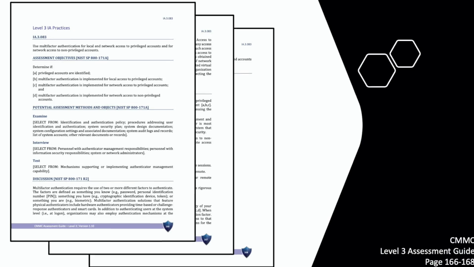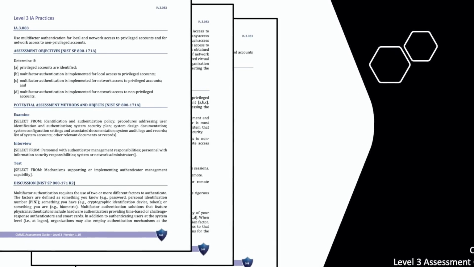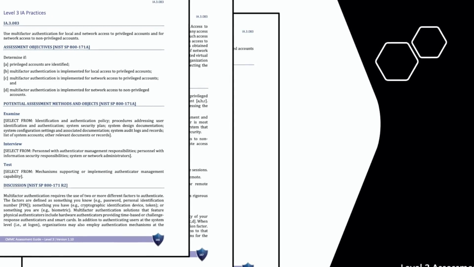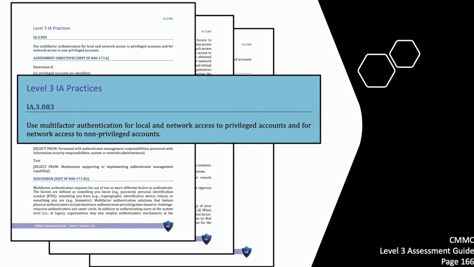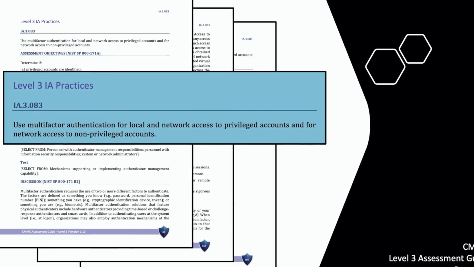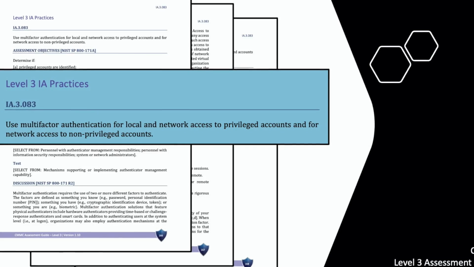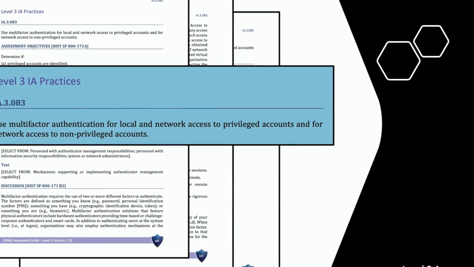So first, and I'm talking about maturity level 3, right? So first, let's go to IA.3.083, our practice that's referencing multi-factor authentication. And the requirements are to use MFA for local and network access to privileged accounts, and to use MFA for network access to non-privileged accounts.